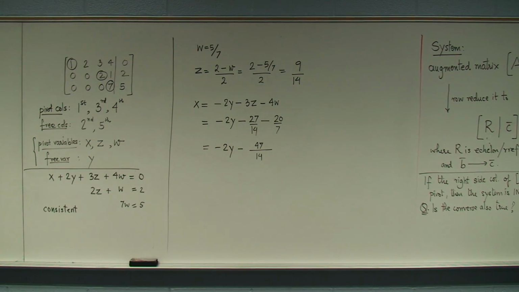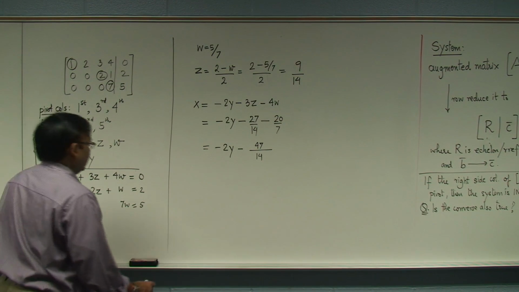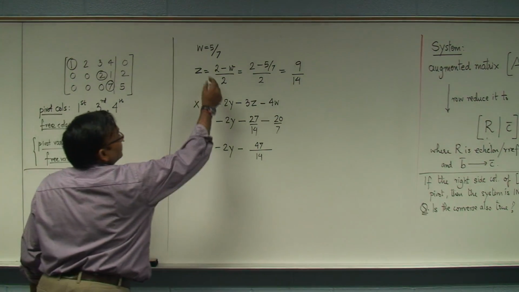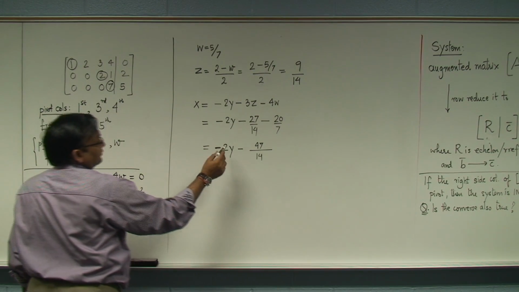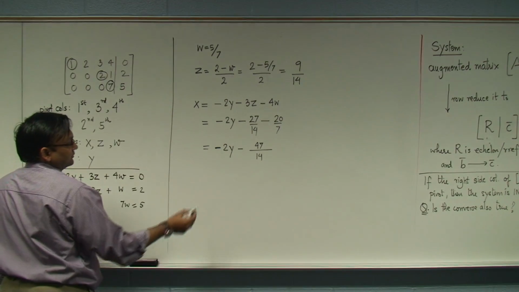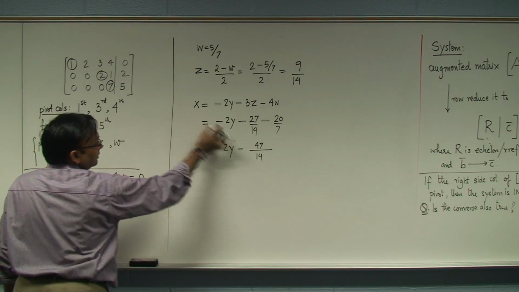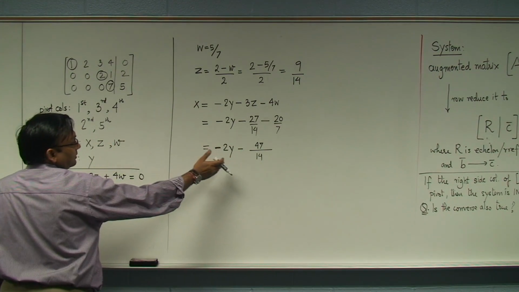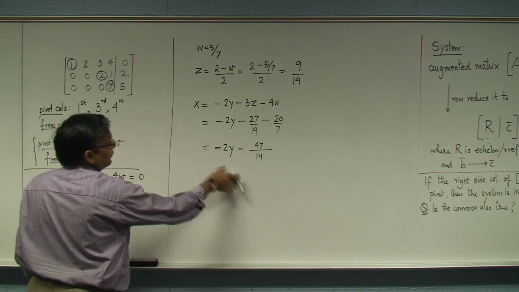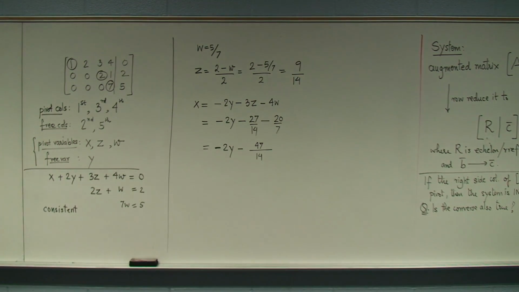Okay. Now, we were saying, once I have my z and my w, then I can always pick a value of y, and for every value of y, I will be able to get x. So if I pick, say, y equal to 0, my x is minus 47/14. If I pick y equal to 1, I can compute it, and it will turn out to be minus 75/14.